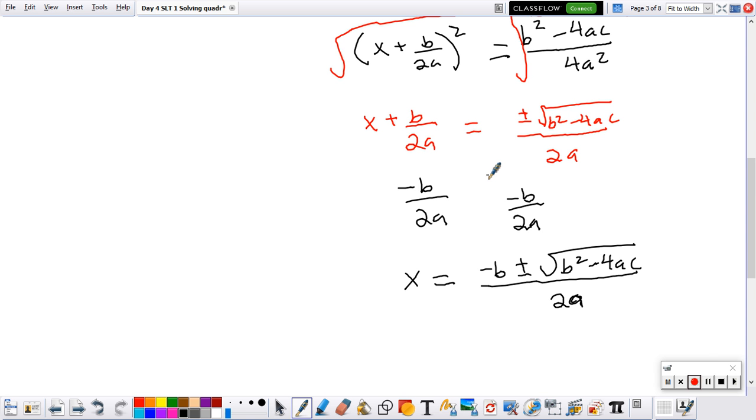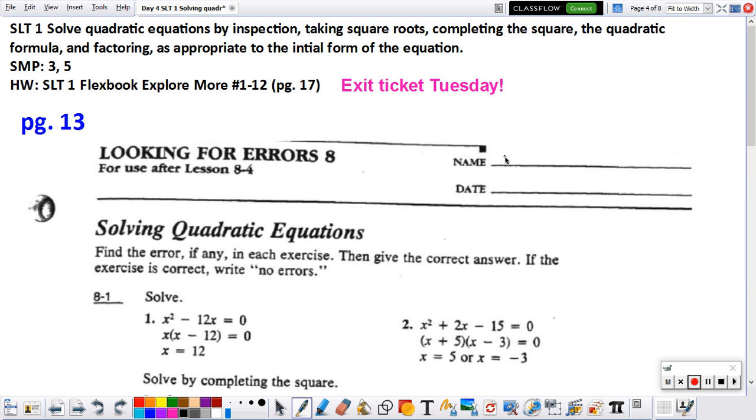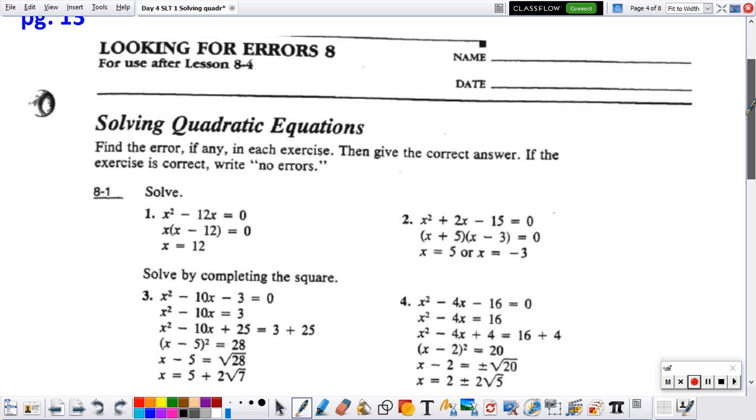Now that we have that, let's take a look at page 13. What I'd like you to do on page 13 is pause the video and examine these problems and find out if they are done correctly. If they are done correctly, write no errors. If there is an error, please identify what that error is.